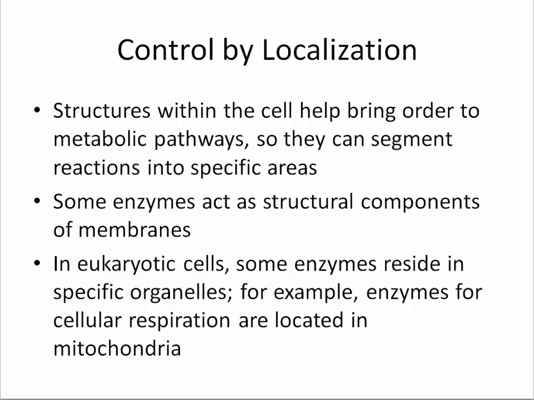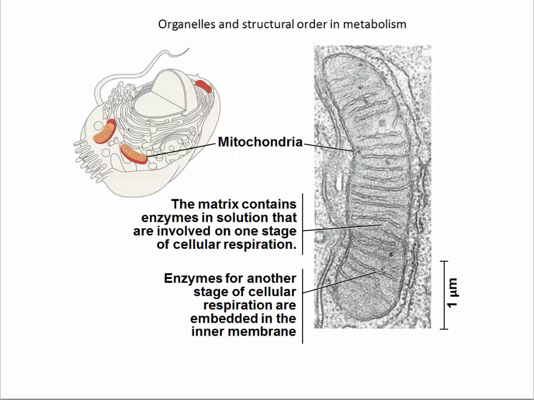Some enzymes act as structural components of membranes. In eukaryotic cells, some enzymes reside in specific organelles. For example, enzymes for cellular respiration are located in the mitochondria, as in here. And here we're going to look at this last slide where you see a mitochondria on the left-hand side, which is the orange-looking thing, and then blown up under an electron micrograph on the right-hand side.